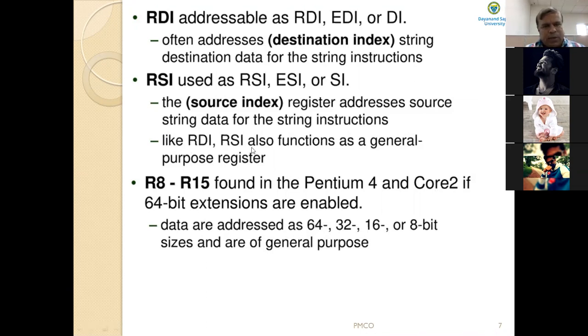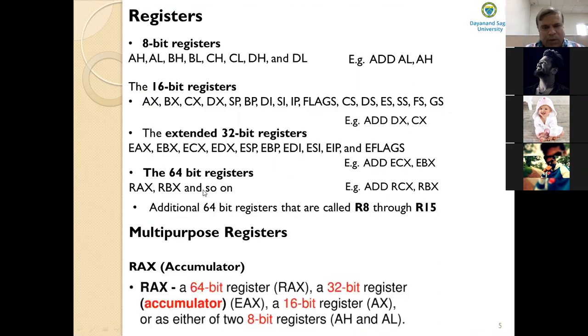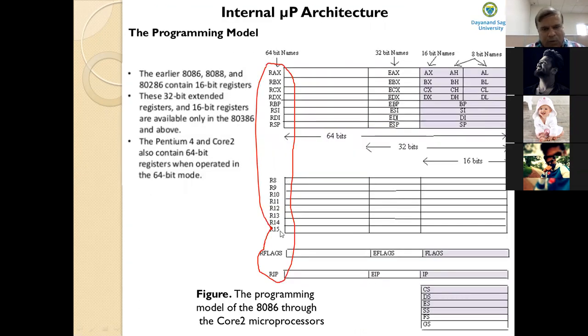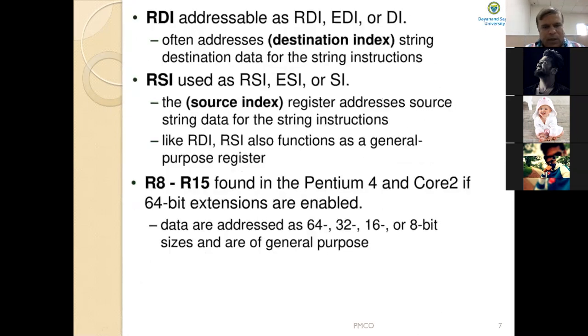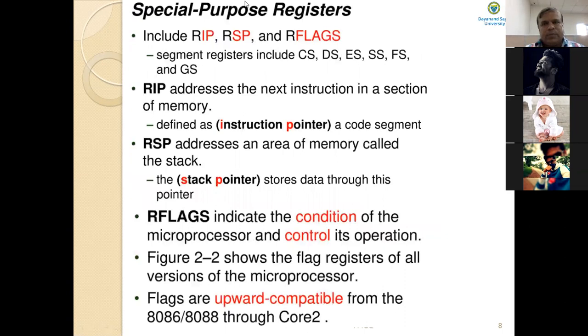And these RDI and RSI can also function as general purpose registers. That means they can be used for almost any purpose. That is the meaning of general purpose register. And the registers R8 to R15. If you observe the diagram here, we have the registers R8 to R15, that is R8, R9, R10, etc., up to R15. And they are found only in the Pentium 4 and Core 2 microprocessor, if 64-bit extensions are enabled. So that is about the multi-purpose registers.